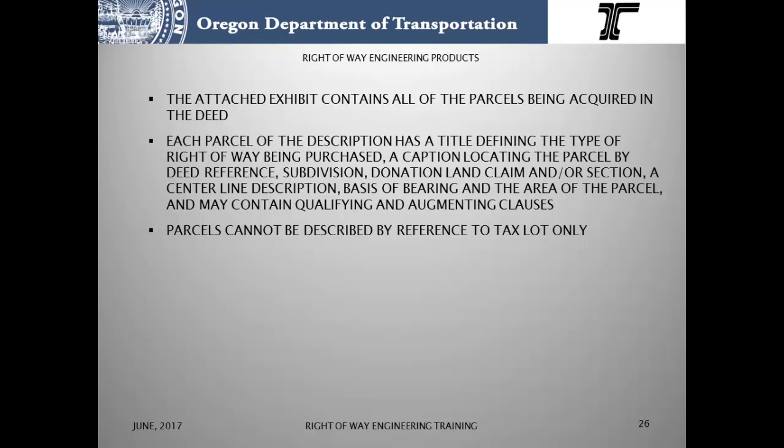by deed reference, subdivision, donation land claim, and/or section, has a centerline description, basis of bearing, and the area taking of the parcel. It may contain qualifying and augmenting clauses. One thing you won't see in the description is the parcels cannot be described by reference to a tax lot only.